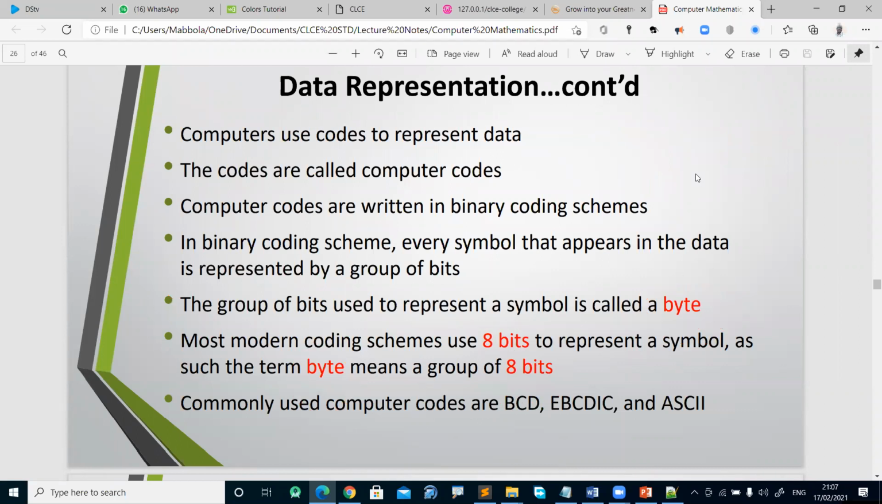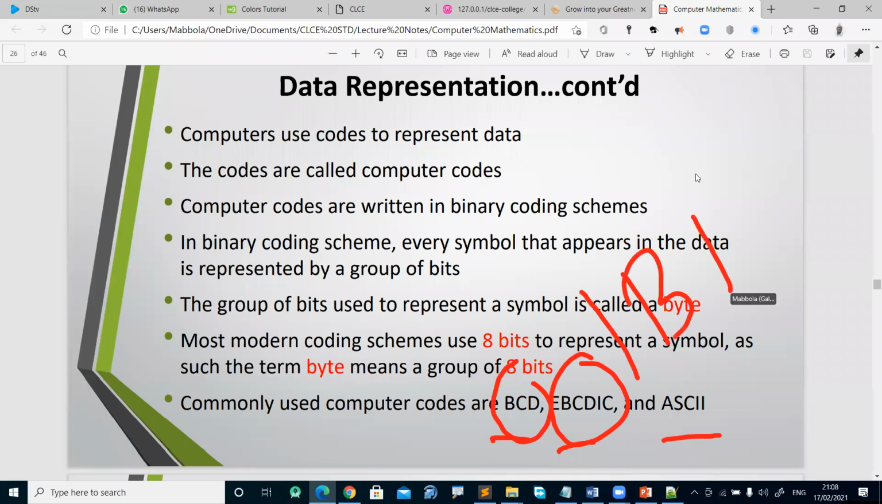But we should know that, yes, there are 8, and that is what has become standard, but this group of 8 can either be BCD or EBCDIC, or it can be in ASCII. They will differ. Although BCD is old, no one is using it anymore. Then EBCDIC, from IBM, like I said, the computers by IBM, are still using EBCDIC. Of course, the bits are also 8. Whether ASCII or EBCDIC, they are still 8.